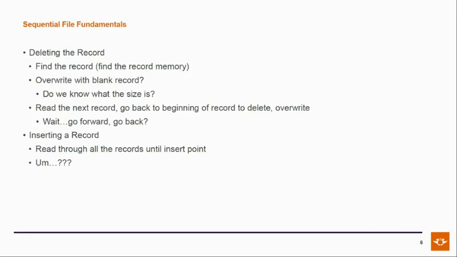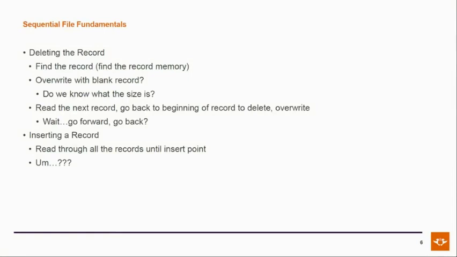So load it into memory, have it active in your program, find the spot, and then override it with blank information, right? But in order to override it with blank information, you need to know exactly what the sizes are, because you need to make sure that you give enough blank space to overwrite everything.